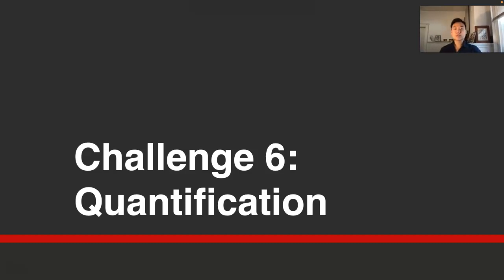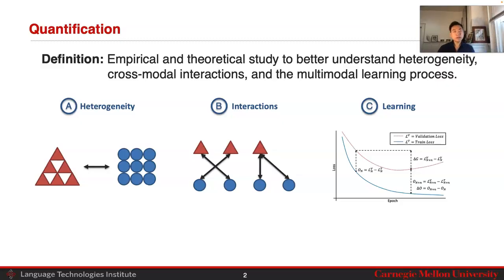Hey everyone, now I'm going to talk about our sixth and final challenge, quantification. So we've looked at many of these technical challenges in detail, but quantification is perhaps a challenge that encapsulates all of these previous challenges and aims to perform an empirical and theoretical study to better understand heterogeneity, cross-modal interactions, and the multimodal learning process. This challenge should be done in context of all the previous challenges in order to get a better understanding of why our multimodal learning models work the way they do.